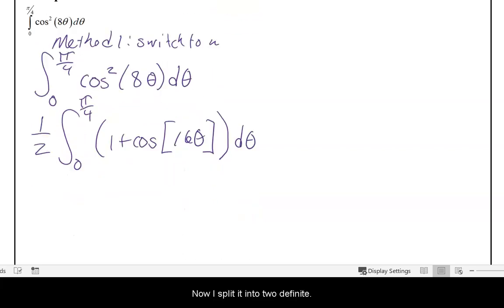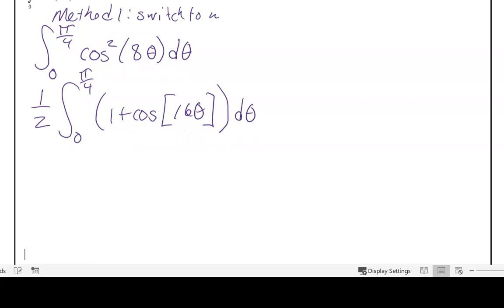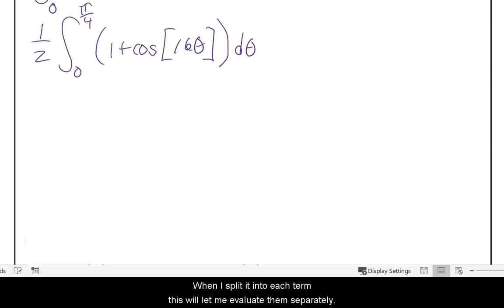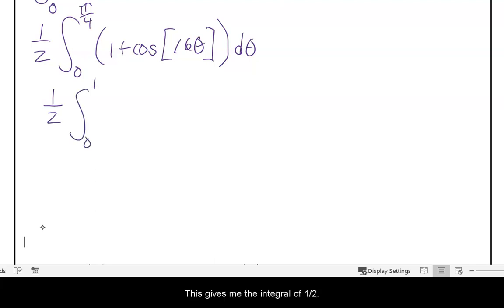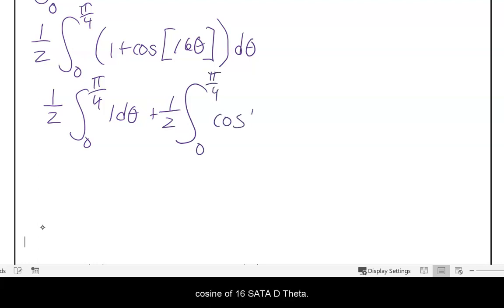Now I split it into 2 definite integrals, one for each term. When I split it into each term, this will let me evaluate them separately. This gives me the integral of 1/2 from 0 to pi over 4 of 1 d theta plus 1/2 the integral from 0 to pi over 4 of the cosine of 16 theta d theta.